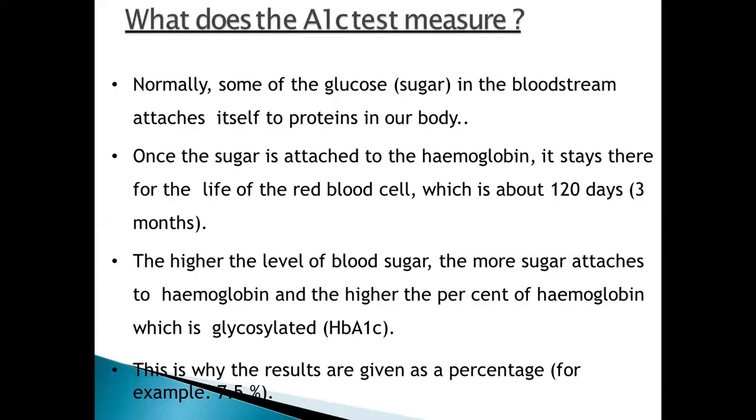Just see here. Our first intention is how to decrease the blood sugar in the blood. If the blood sugar is more, there is more sugar attached on the hemoglobin. The percentage is higher, so the percentage of hemoglobin which is glycosylated is high. This is why the result is given as a percentage.